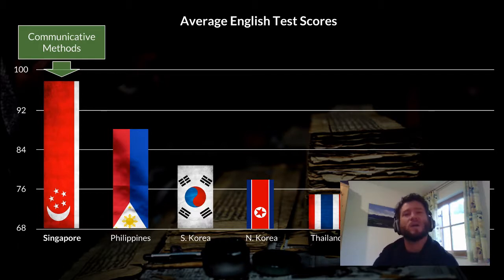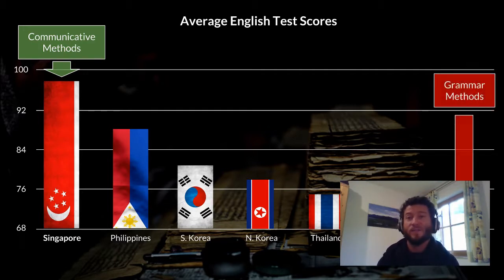Now I've left one country off this list. It's also an Asian country, and it scores worse in English tests than Afghanistan, worse than North Korea, worse than Thailand. And I'll give you a second to kind of guess what that might be. It's Japan, and Japan uses the grammar translation method for teaching English. This is something that touches home with us who study Tibetan, because that's the method that most universities use to teach Tibetan as a second language.